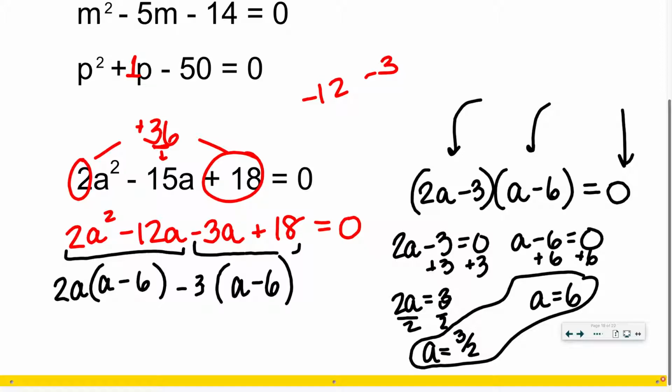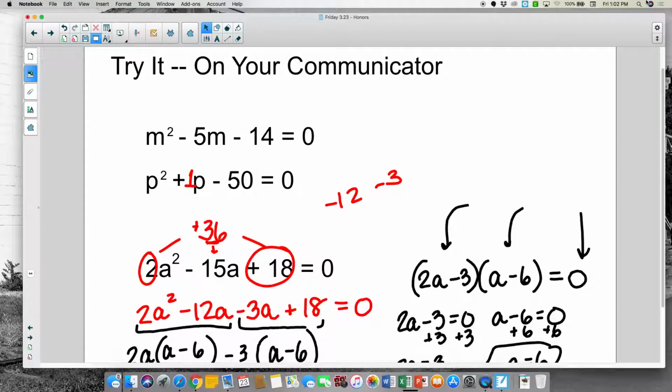And then we could graph that. At this point, you probably wouldn't be expected to graph that.